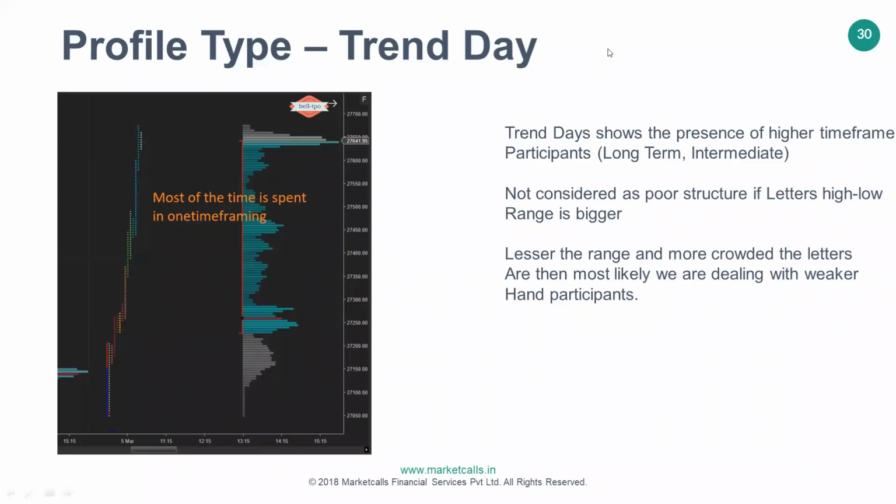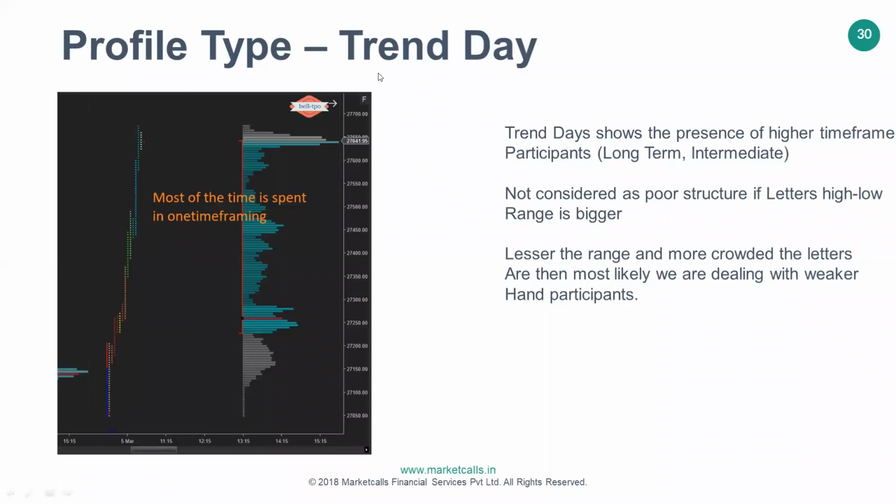So the structure may be looking like poor. We don't consider that as a poor structure because higher time frames are involved. So maybe their interested parties are entering into the markets. So those are the days you'll be getting an elongated structure. Those days you don't even find a point of control formation. You'll say like nobody is in control in the markets.